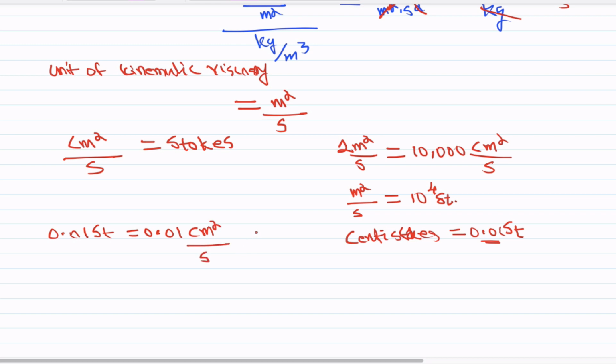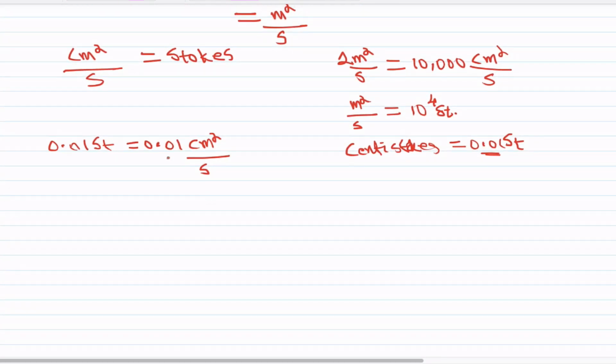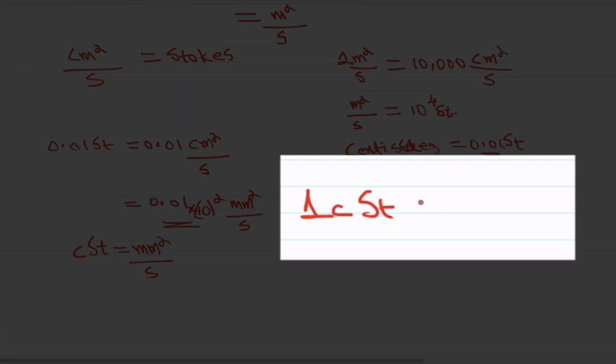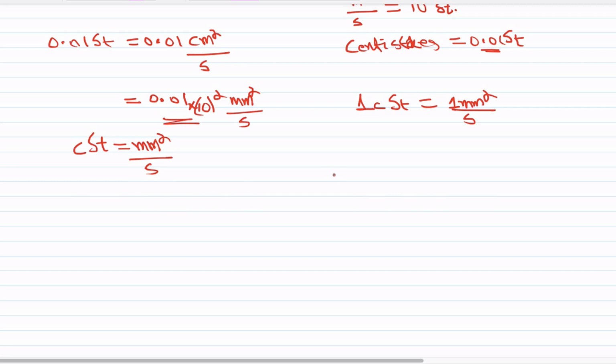And I can show you another relationship here. I can write this as 0.01 centimeter square per second. When we convert a centimeter square into millimeter square, we multiply it with 10 square, that is 100, so this term cancels, and you get 1 centistoke equal to 1 millimeter square per second. That is another relationship. So these are the important things you should remember.